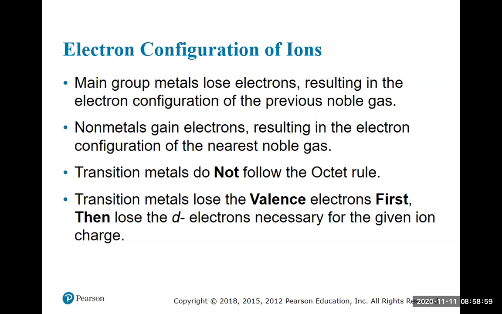The other thing I want to point out is that transition metals, which we haven't really talked about yet, don't follow the octet rule. That's why we haven't talked about them much. Transition metals lose the valence electrons first, then lose d electrons in order to get to whatever the charge is. So transition metals are a little different than the stuff we looked at before. We had that 1 through 8A that didn't include any of the transition metals.